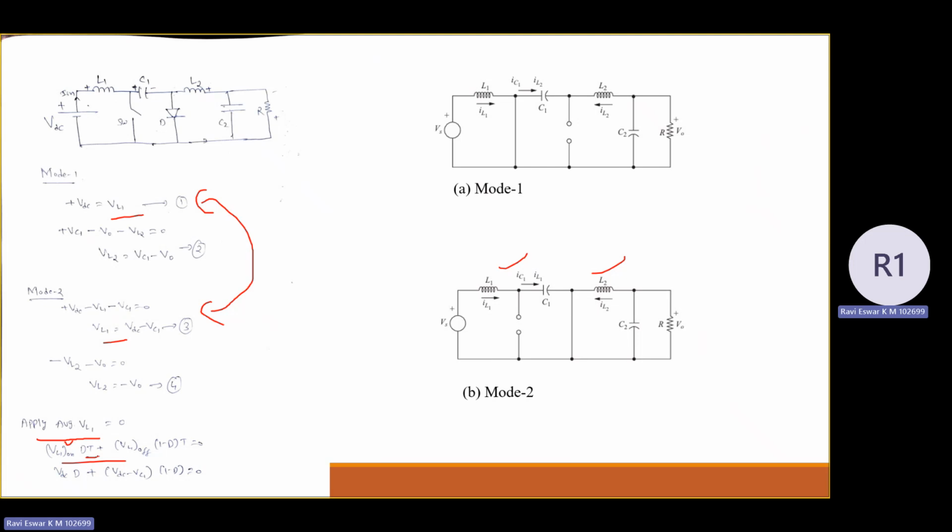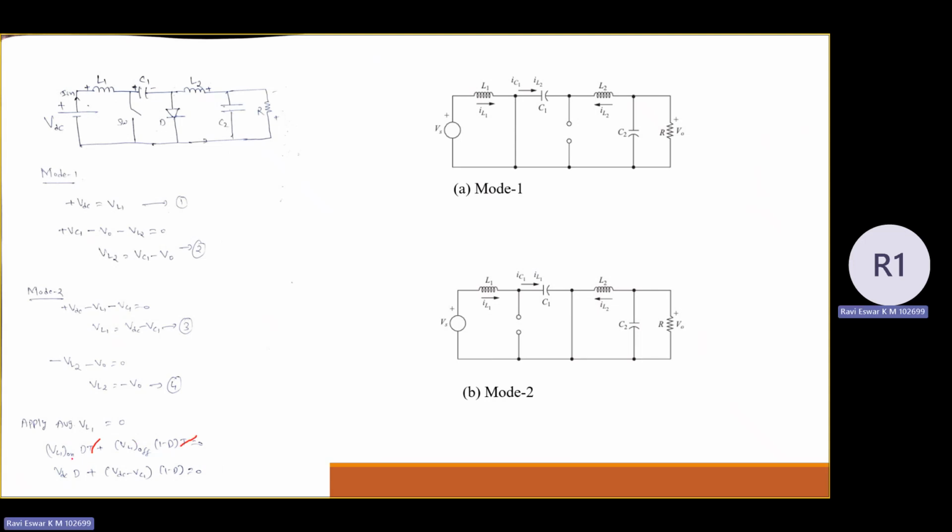That's what we have seen in the previous video lectures. Plus the voltage across inductor L1 only during the discharging state, that is the switch turn off state, into T off. That T off I can replace as (1 minus D) into T, whole divided by T. So T gets cancelled, and I can get the final equation without T.